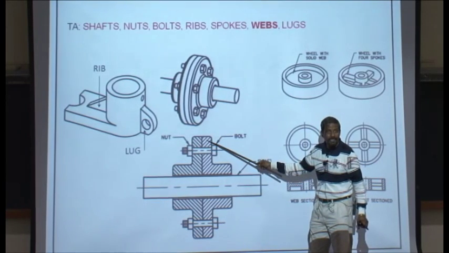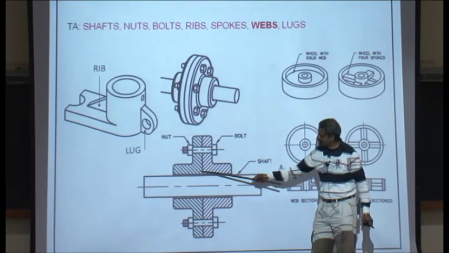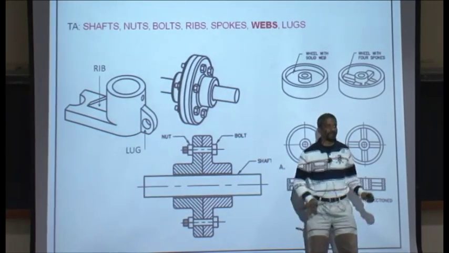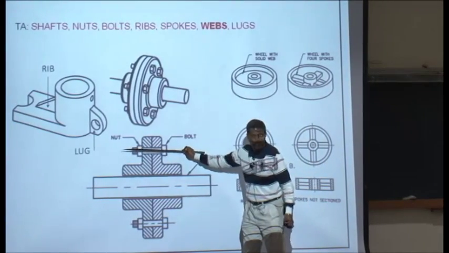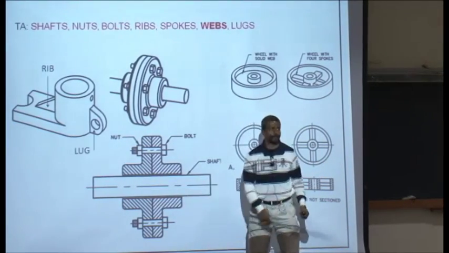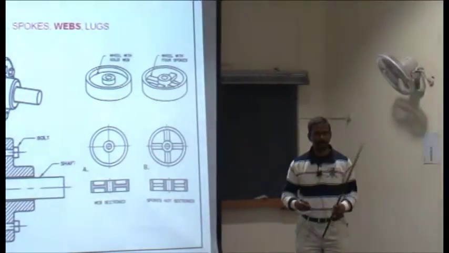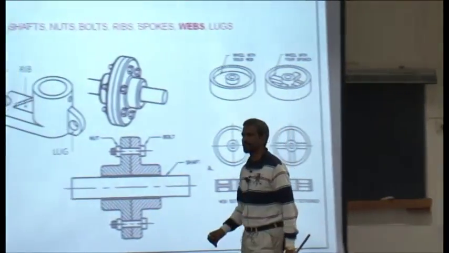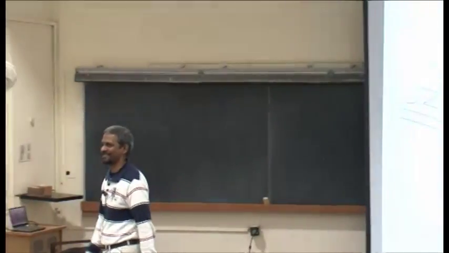Since they are two parts, they are hatched differently. Okay, 45 degrees from the right and 45 degrees from the left. Once you have shown that section, then bring the bolts back and the shaft back. With me? Yeah? So how do you decide that the rib is not a physical component? Think and analyze.